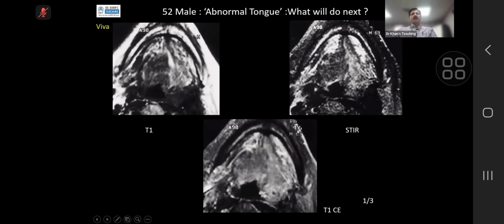Okay, this is a tongue. The clinical presentation is abnormal tongue. Over to you, candidate 4.